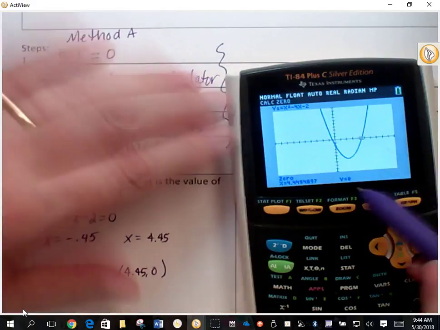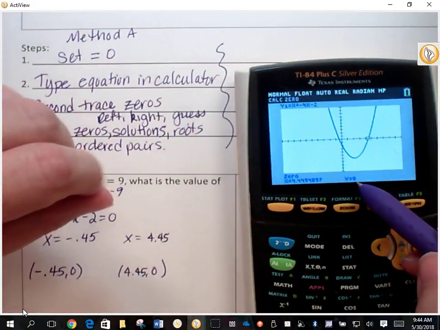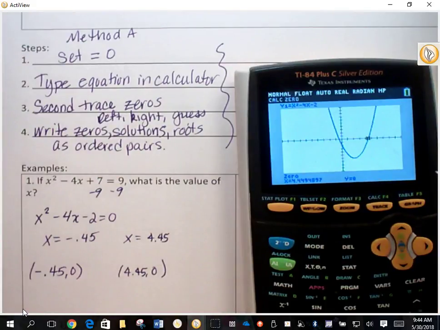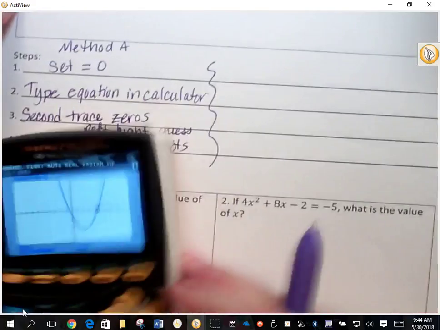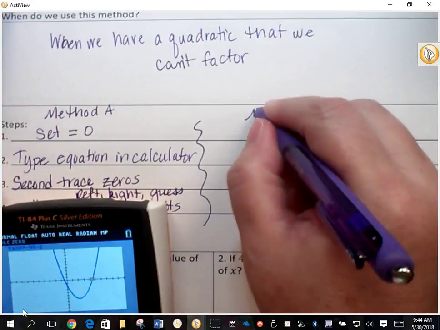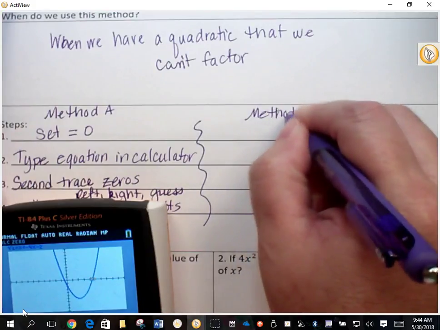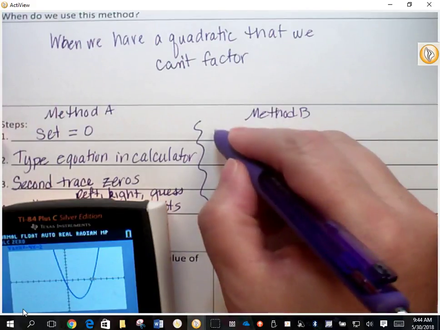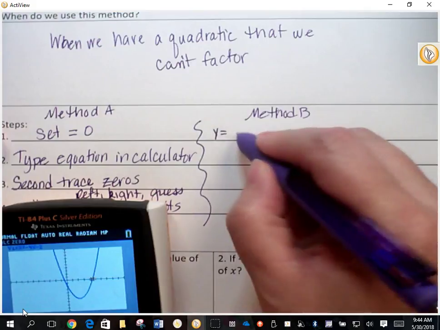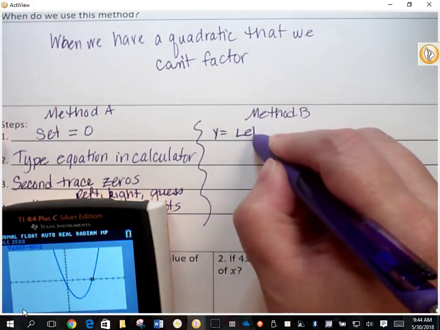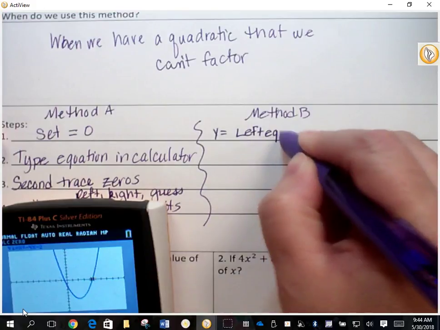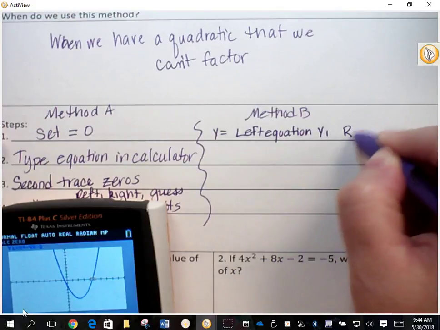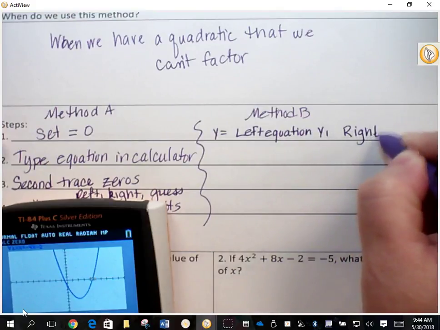And again, when you do this, if you get something and it doesn't say 0 here, maybe it says 2.6 e negative 17, that's the same as 0. Okay? So, method B for this would be, instead of setting it equal to 0, we're going to go to y equals, and we put the left side of our equation in y1, and the right side in y2.